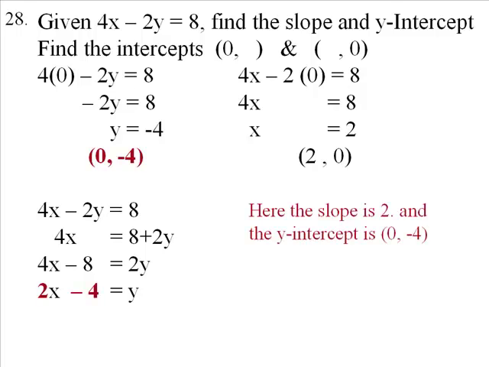You'll have 2x. y equals mx plus b, where b is the y-intercept and m, the number in front of x, is 2. It's 2x. So m is 2, and the y-intercept is (0, negative 4).